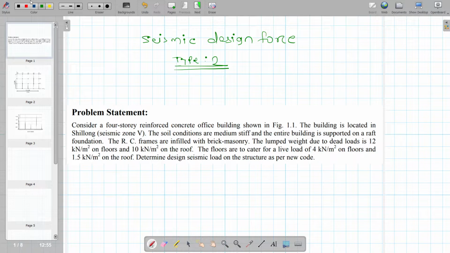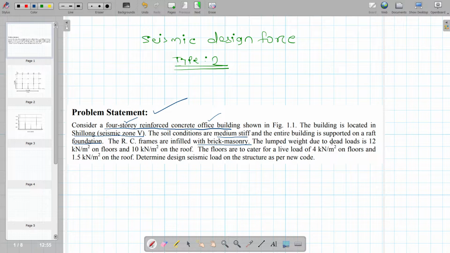First of all, we are going to read the problem. So this is the problem statement. I am going to underline the important points. Consider a 4-story reinforced concrete office building, as shown in the figure; I will show you the figures. The building is located in Shillong, seismic zone 5. The soil conditions are medium stiff and the entire building is supported on a raft foundation. The RC frames are infilled with brick masonry.